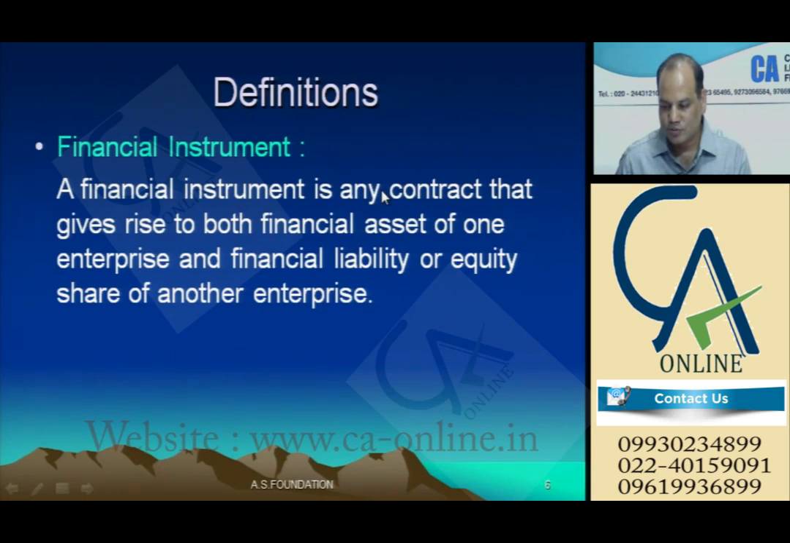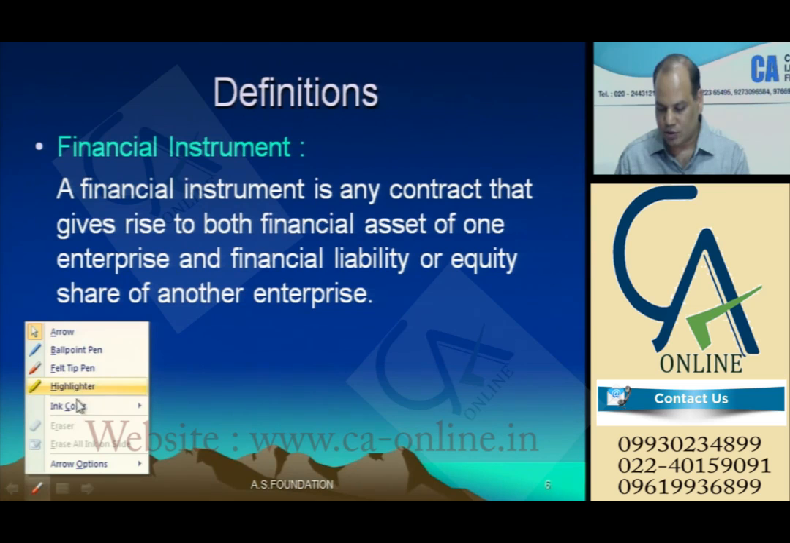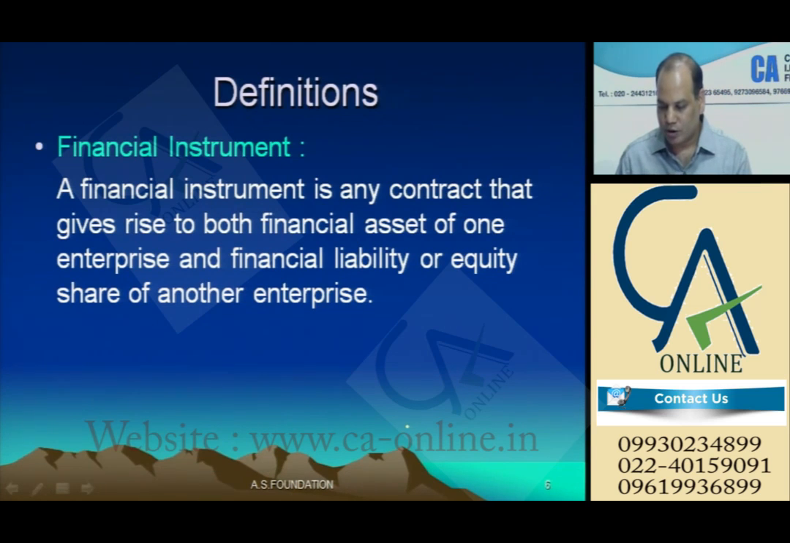Next is financial instrument. There is a whole accounting standard on financial instrument. In fact, there are 3 standards on financial instrument. That time we will study the meaning in detail. Today just understand a financial instrument is any contract that give rise to both financial asset of one enterprise and financial liability or equity share of another enterprise. That is, it give rise to financial asset to one enterprise, and the same instrument is either a financial liability or equity share of another enterprise.